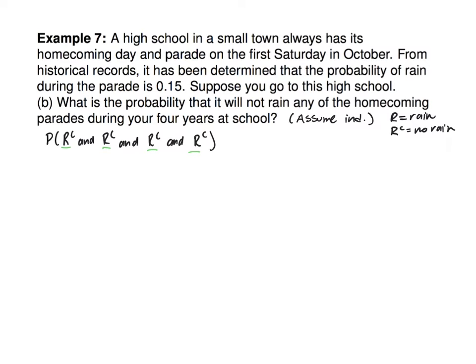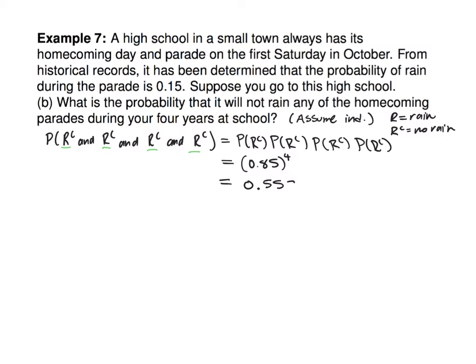So that is this rule 3b extension, which tells you this is equal to probability of no rain times probability of no rain, etc. 4 times. And each of those has probability 0.85, so what we really have here is 0.85 multiplied by itself 4 times, or 0.85 to the 4th power, which works out to be 0.522.